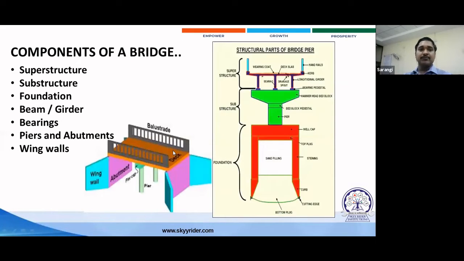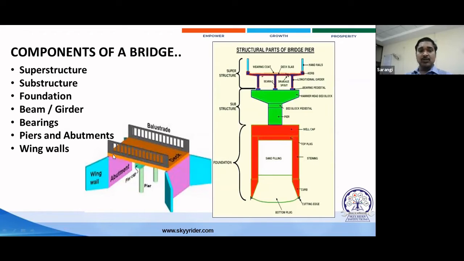Then the components of a bridge. The components in the case of a bridge and in the case of a house are different. A building is a composite or complex structure, whereas a bridge has a smaller number of components. One is the wing wall, which acts as a retaining wall to retain the soil surface. The abutment is known as the embankment.